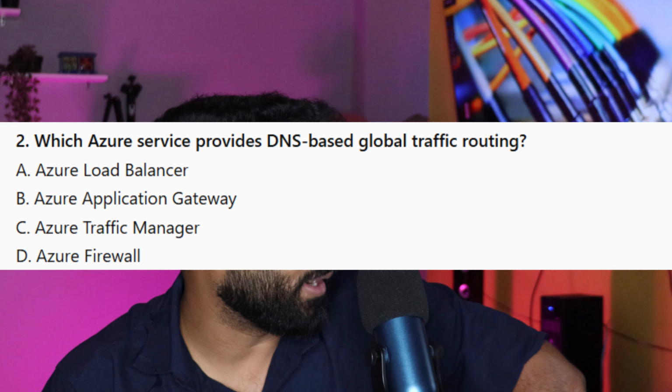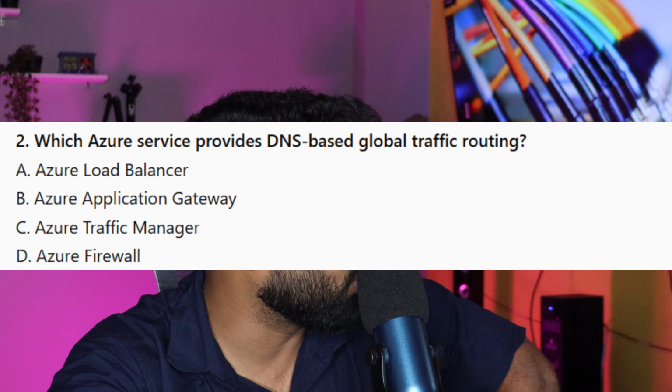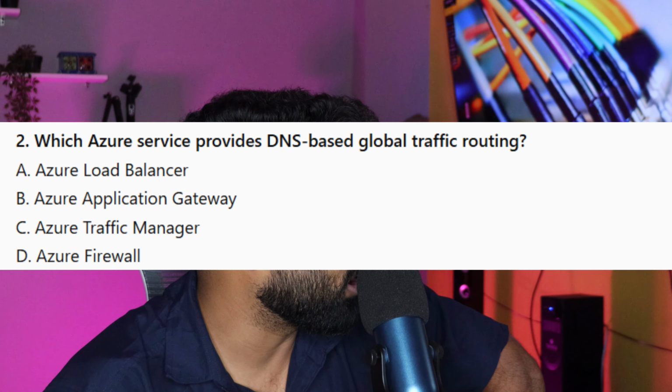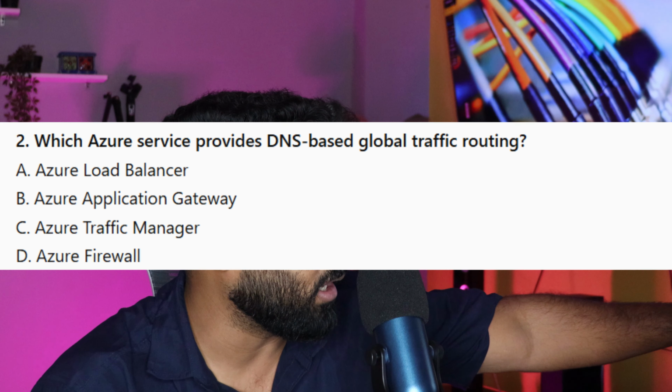Which Azure service provides DNS-based global traffic routing? Option A, Azure Load Balancer. Option B, Azure Application Gateway. Option C, Azure Traffic Manager. Option D, Azure Firewall. The moment you see Azure Firewall, you can remove it right away, because it doesn't provide DNS-based global traffic routing. So just remove option D. Application Gateway, again, you can remove it. As for the load balancer, they haven't mentioned whether it is the internal or external one, so we can remove it too.